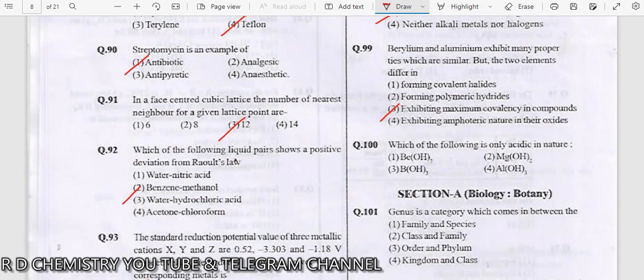Question number 100, the last question here. Which of the following is only acidic in nature? The answer is option number 3. Boron compounds are electron deficient, so they can accept the electron pair. So it is acidic in nature.